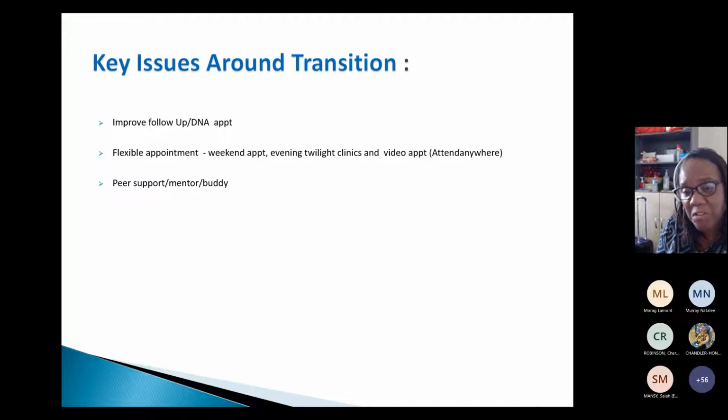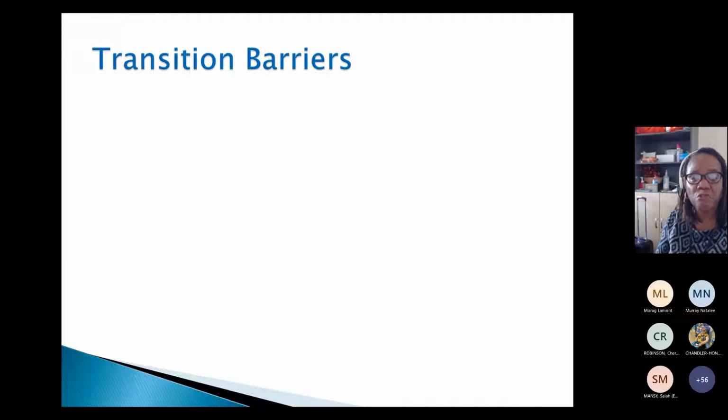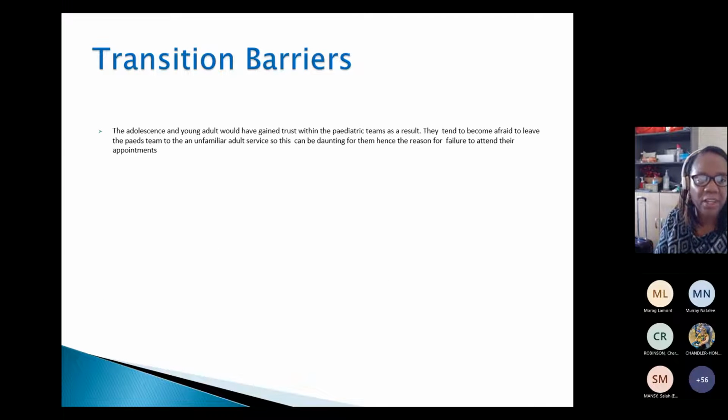So therefore, the positive is they don't have to attend clinics. Again, looking at peer support, mentoring and buddying up with someone. Again, looking at adolescent and young adult workshops, education workshops and individualized care plans. And again, putting together a focus group that gives young people a chance to raise their concerns.